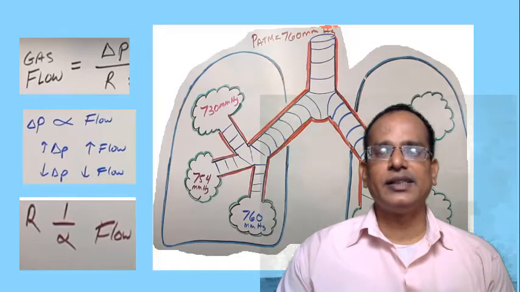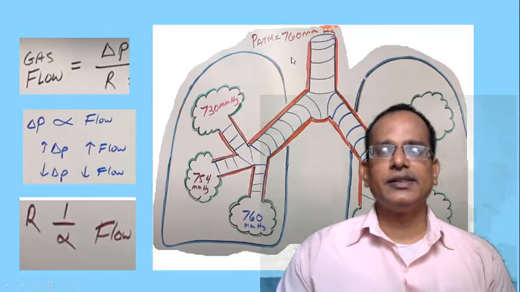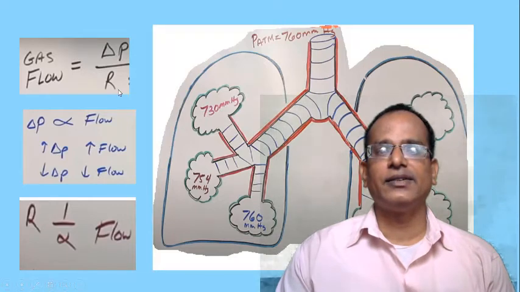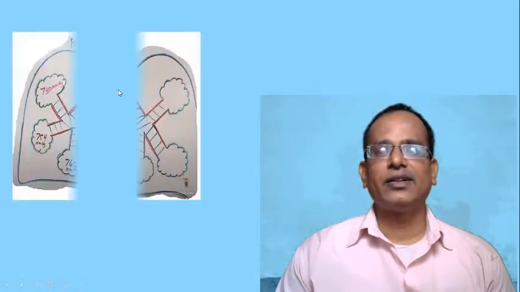Here you can see that the differential pressure, when it is 760 and 730, is 760 minus 730. That is the differential pressure ΔP. Okay, what is the airflow? When you find out the airflow, you can easily find out the resistance. We will see the calculation.